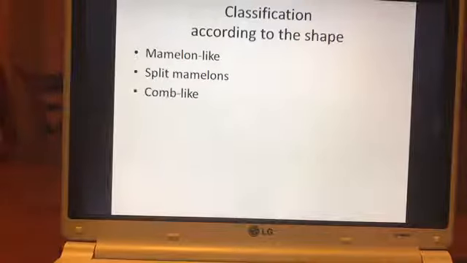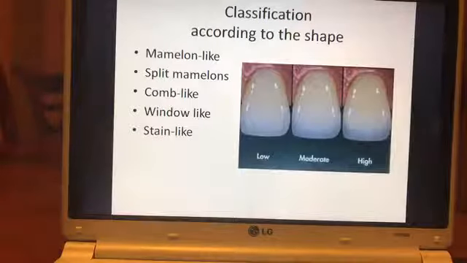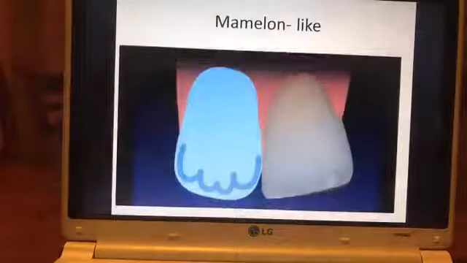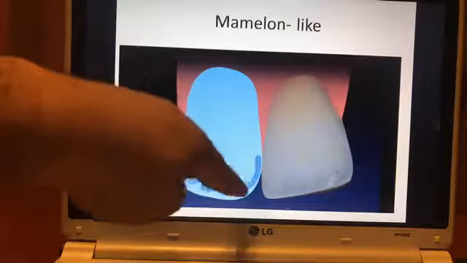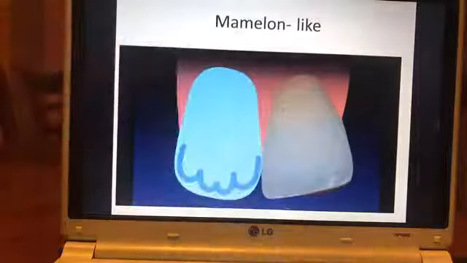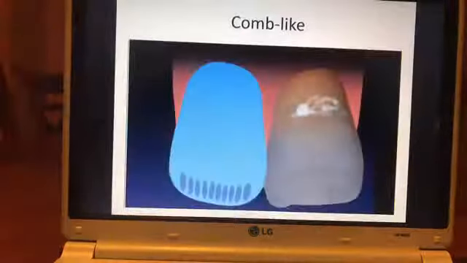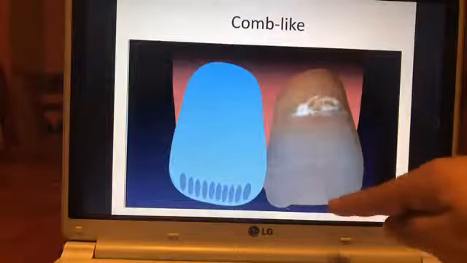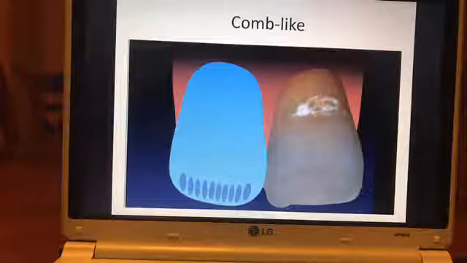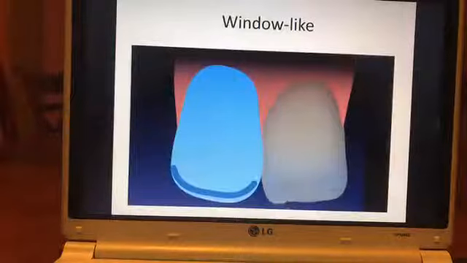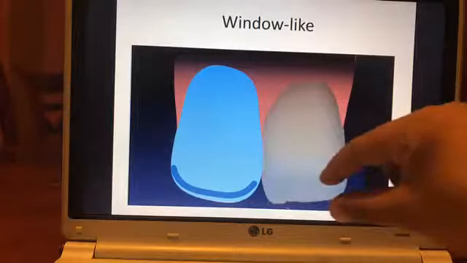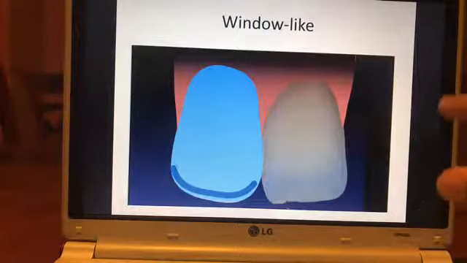The classification of the incisal halo is according to the shape and according to the color. According to the shape, we classify it as mamelon-like. Here, this part, you can see it's mamelon-like. Here, I'm sorry, my hand, but here, it's mamelon-like. Or comb-like, as you see, small zones of a clear or transparent area. Or window-like, a very clear, straight part of an incisal translucency.